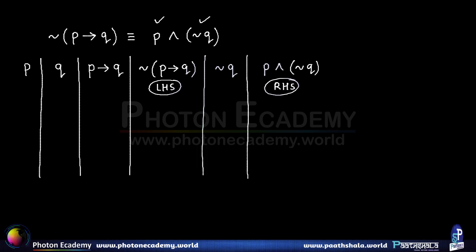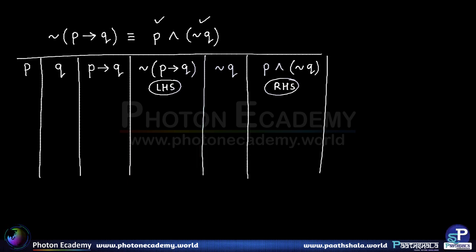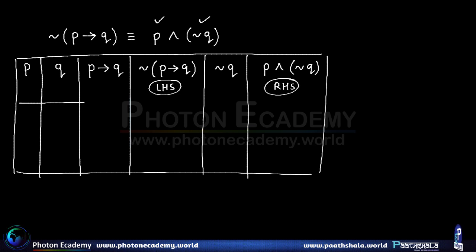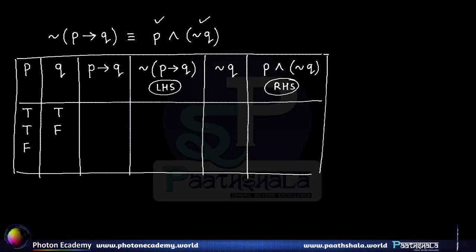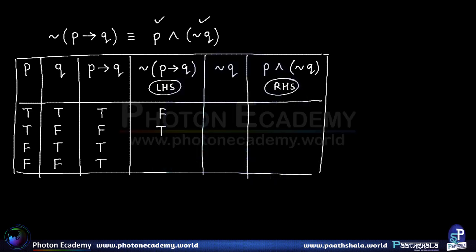So let's go ahead. Since we have two simple statements P and Q, we'll have four possibilities, as we already know. That is TT, TF, FT and FF. We write the column of implication. We know from the truth table that it is T, F, T, T. Now we negate this particular column. So to negate, we have F, T, F, F. That's our LHS. Now we negate the Q column. So that gives us F, T, F, T.